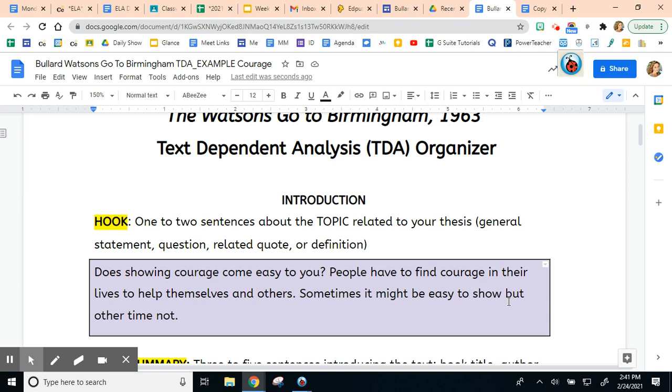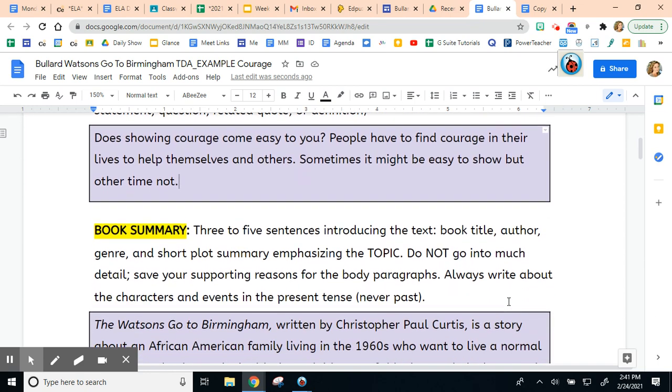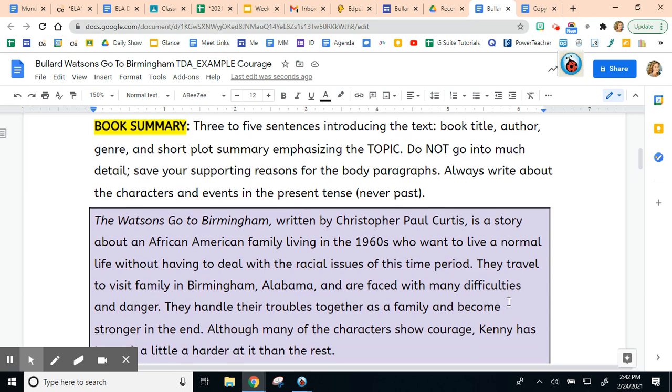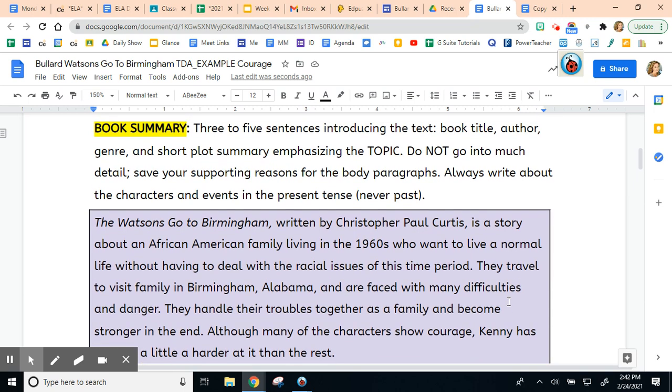All right, so you should have a hook related to your topic that's in your thesis. So the second part of the introduction is where you write a short summary of the book, okay? And short in your mind might be different from short in my mind. A short summary is at least 3 sentences long. This was a long book, and there's a lot that you can include in a summary, but you want to get just the main points, and 3 to 5 sentences will about do it for a full novel like this.